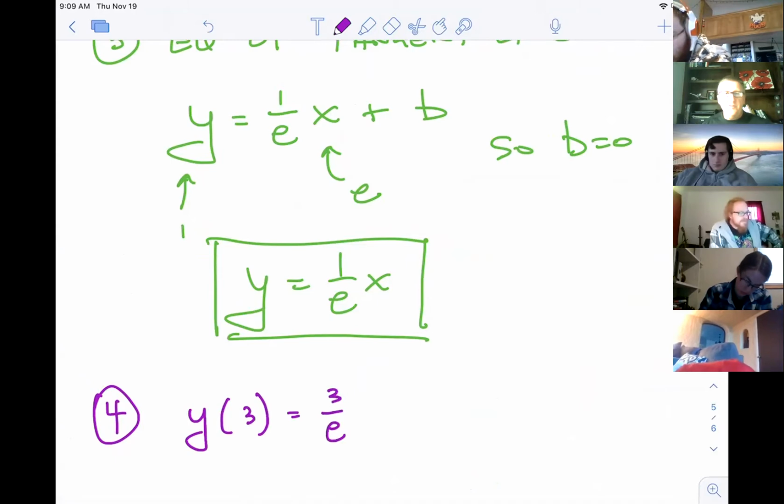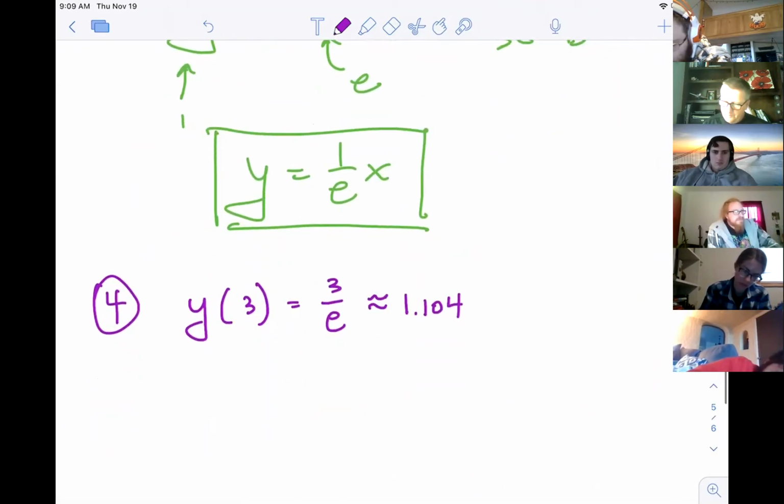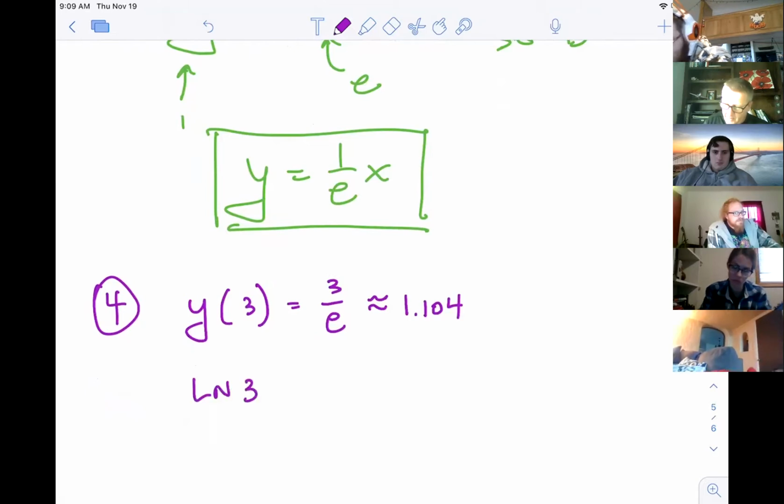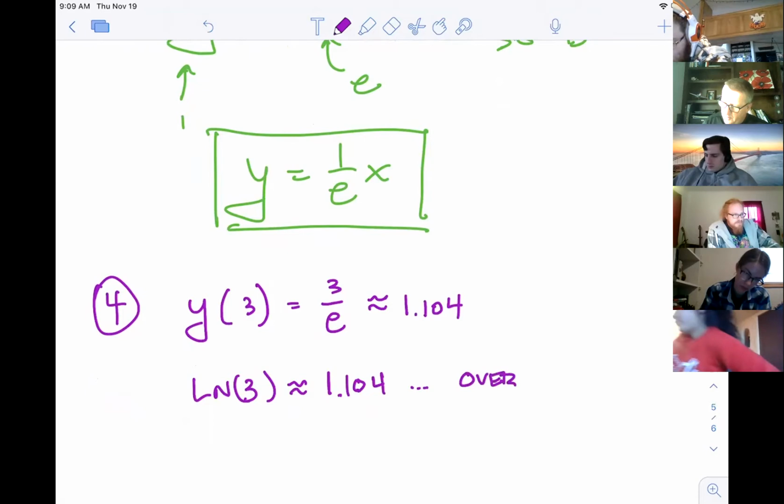If for some reason somebody wanted it exactly right, then great. But in my calculator, if I take 3 divided by e, I get approximately 1.104. So I can say then that the natural log of 3 is darn close to 1.104. And even better, because of the graph, this is an overestimate.